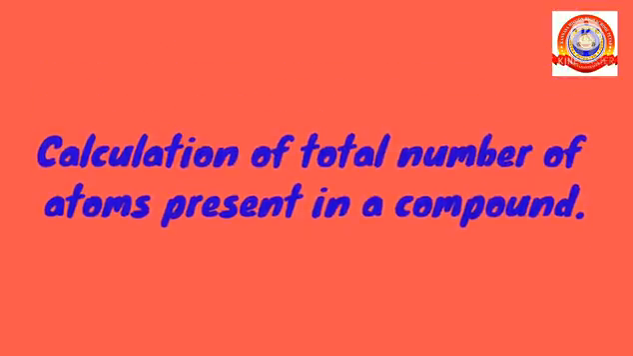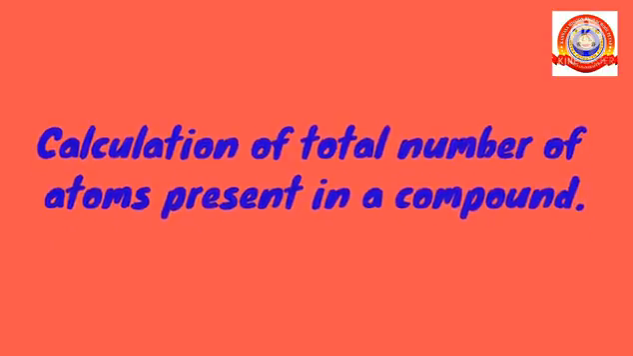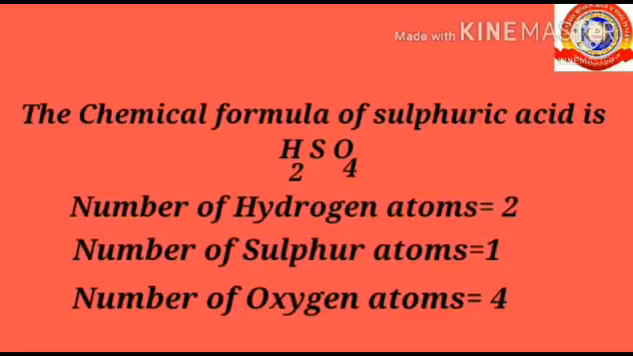Next, we are going to discuss how to calculate the total number of atoms present in a compound. The chemical formula of sulfuric acid is H2SO4. How many hydrogen atoms are present in one molecule of sulfuric acid? Yes, 2. Then how many sulfur atoms are present there? 1. Then how many oxygen atoms are there? Yes, 4 oxygen atoms are present in one molecule of sulfuric acid.